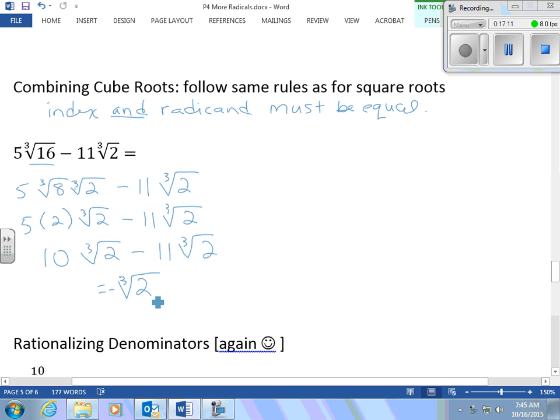Okay, so same rules and perhaps a cue card with the perfect cubes, fourth powers, and fifths that you need to know.